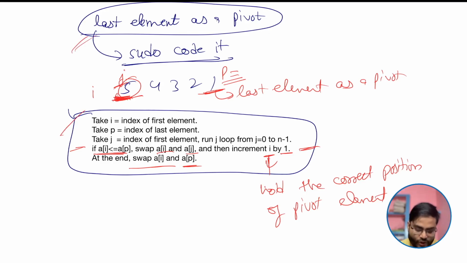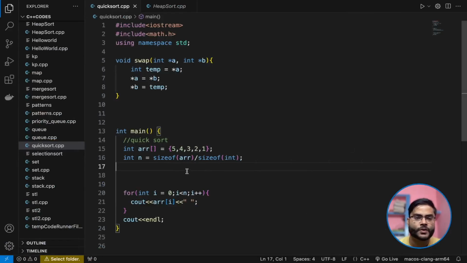So you can take this also and write your partition algorithm using last element as a pivot. The time complexity will remain same, everything will remain same. It's just that you are changing the way of pivot selection. You can take first element as pivot, you can take last element as pivot. So this was all about quicksort, and let's code it in the Visual Studio Code. Okay, so let's write the code for quicksort.